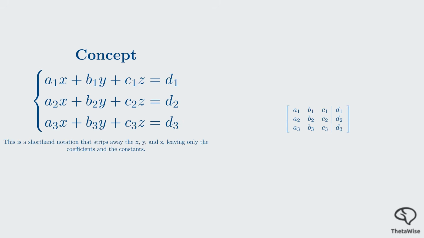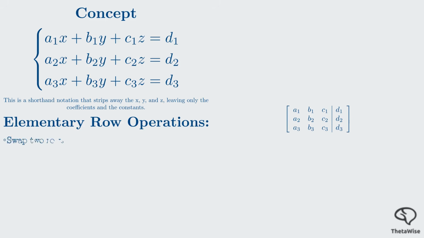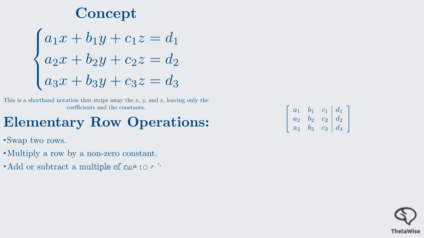Our primary tool for solving this is Gaussian elimination. The objective is to apply elementary row operations to transform the matrix into row echelon form, which we often call RREF. Row echelon form is achieved when we have zeros in the bottom left triangle of the matrix. Once we reach this state, we can use back substitution to find the values of our unknowns.